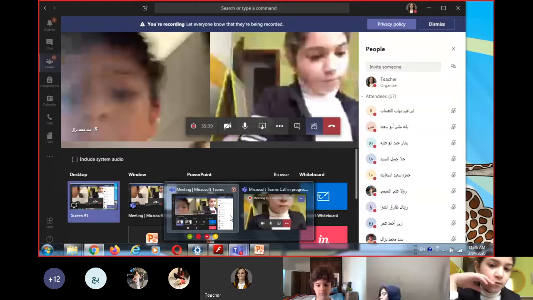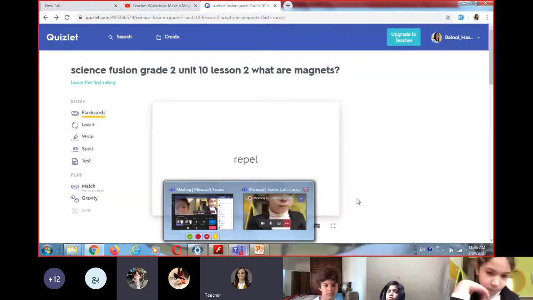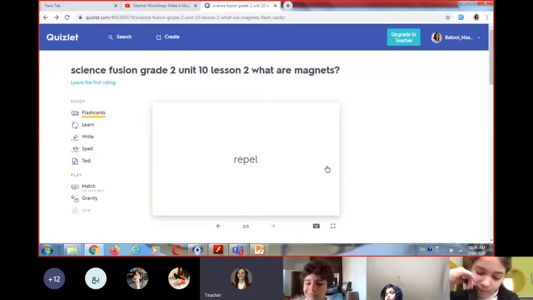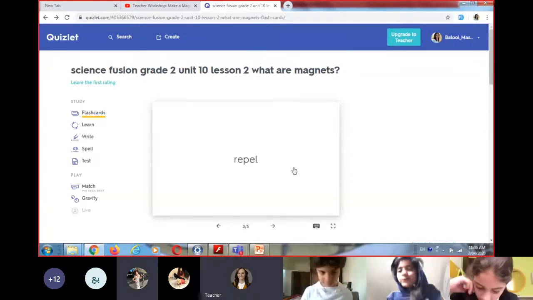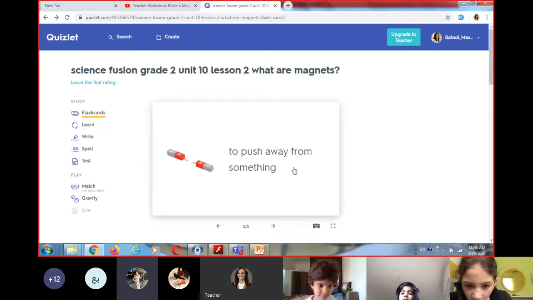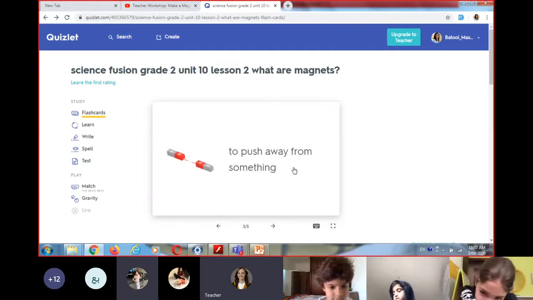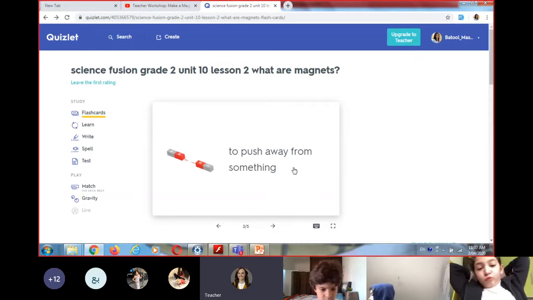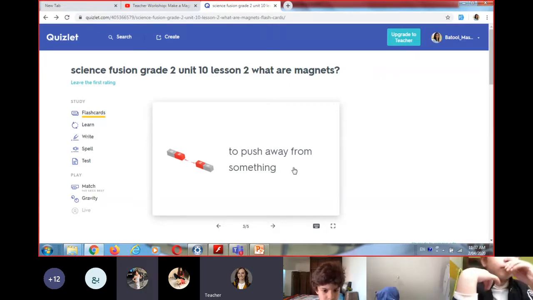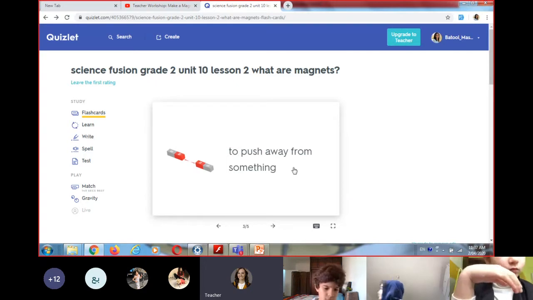Rula, tell me, when do magnets repel each other? When do they push away each other? When they have the same poles. When they are alike. Excellent. When they are alike. For example, north with north will push away each other. South with south will push away each other.